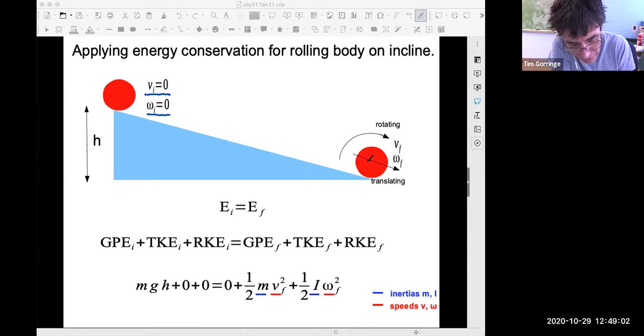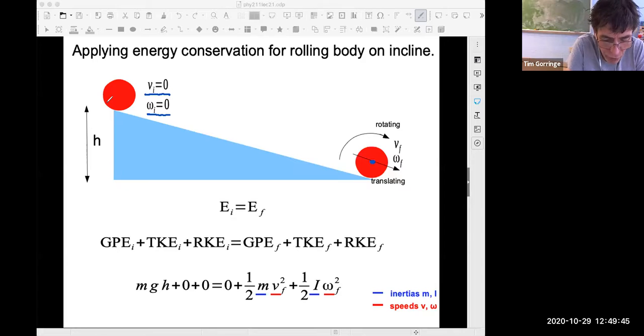And then it's going to roll down the incline, and it's going to acquire some linear velocity. Here's the final linear velocity, Vf, and we can think of that as the motion of the center of mass of the rolling object. And it's going to acquire some rotational velocity. Here's the final rotational velocity, omega f, and we can think of that as the angular velocity of the rigid body about the center of mass. So at the bottom of the incline, it's rotating and translating. At the top of the incline, it was at rest rotationally, at rest translationally.